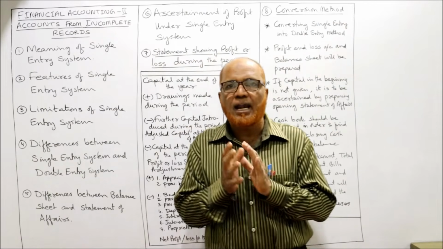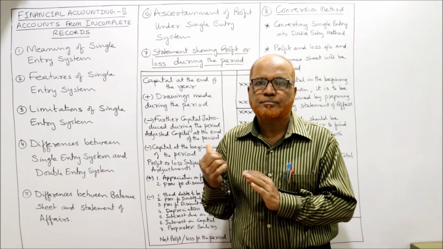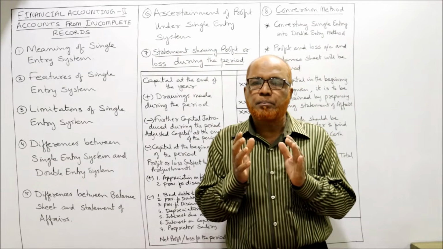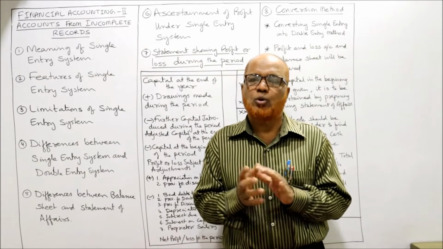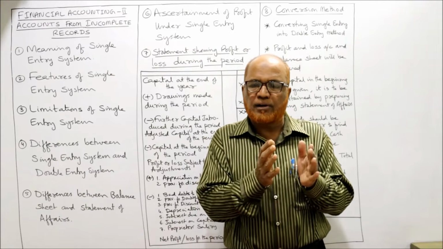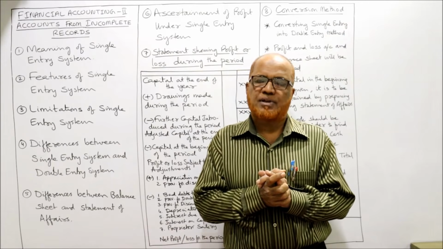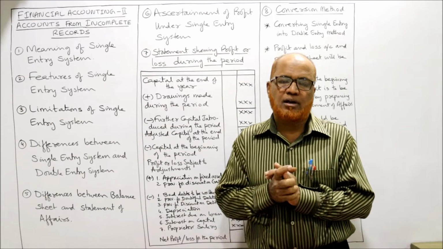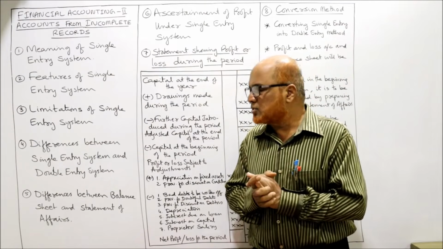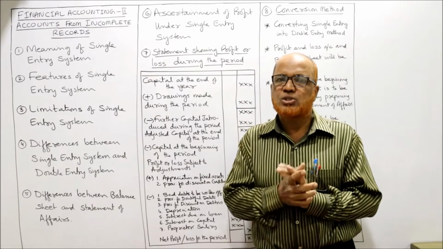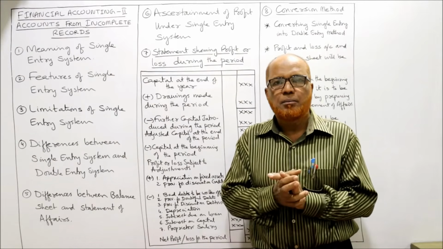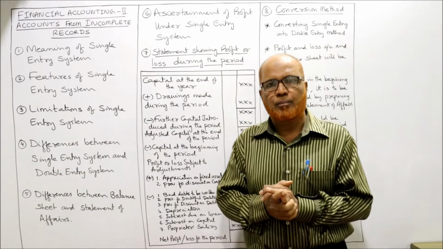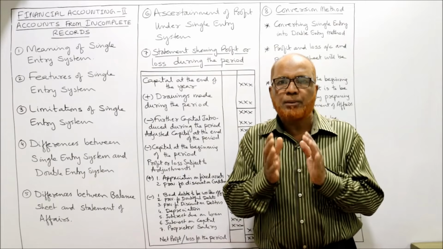So this is the end of the theory part of this topic called accounts from incomplete records, or simply it is called single entry system. दोनों का मतलब एक ही है, accounts from incomplete records or single entry system, right? So hope you understood what I have explained so far about the meaning of the term single entry, what are the features, what are the limitations, what are the differences between single entry and double entry, and how to ascertain the profit. And all these things we will apply in our problems.